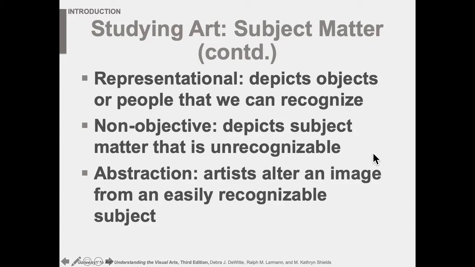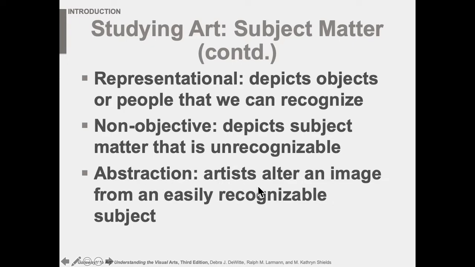Non-objective depicts subject matter that is unrecognizable. Now, this really gets into the abstract expressionists. This really has more to do with the 20th century. I don't want to give you an exact date because there's some pushback, there's back and forth, but probably the 20s, 30s, maybe 40s into minimalism. That's non-objective. We're going to look at a minimalist piece in a moment.